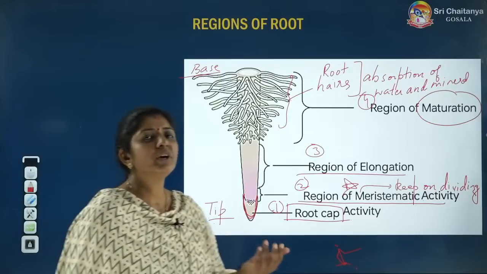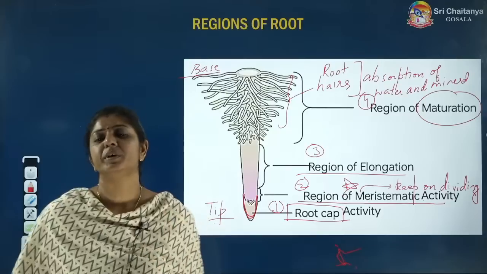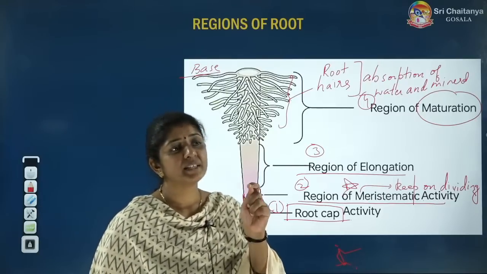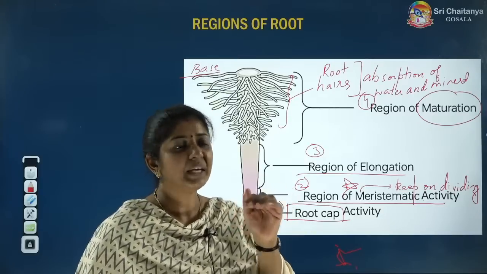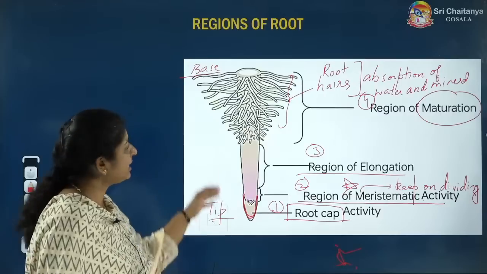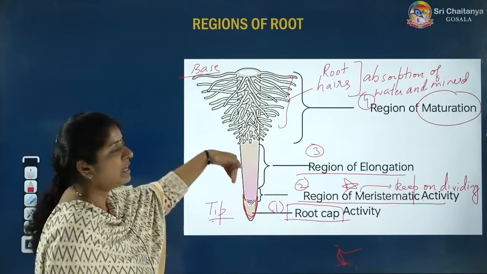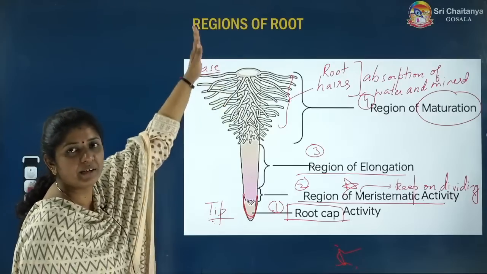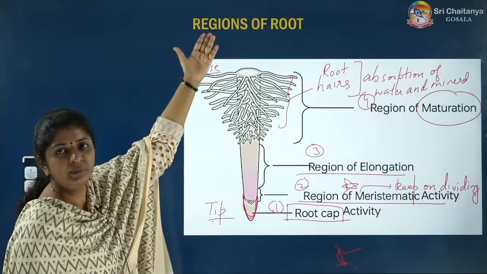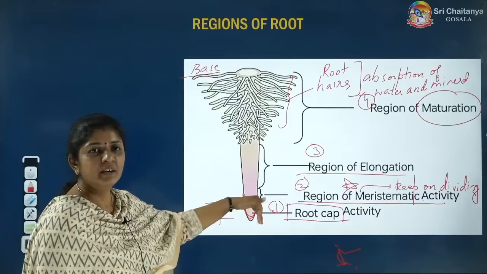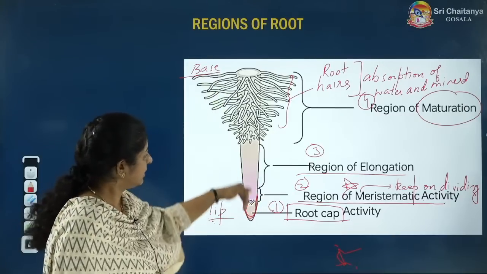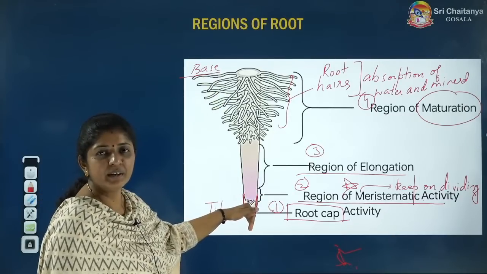Meristematic means they keep on dividing. I will teach you the term meristematic typically in the anatomy part, because right now I am talking about tissues and cells. Tip means it is the apex, right? The shoot is growing like this, upside, so its tip is towards the aerial part. But here the root is growing under the ground. So here the tip is what? Under this. Are you getting that?